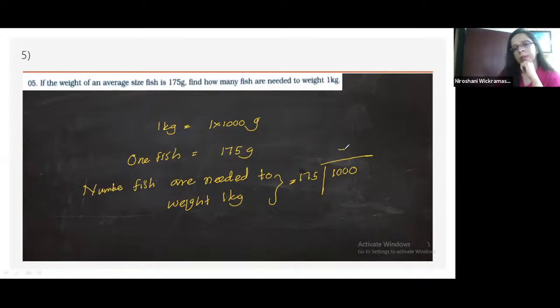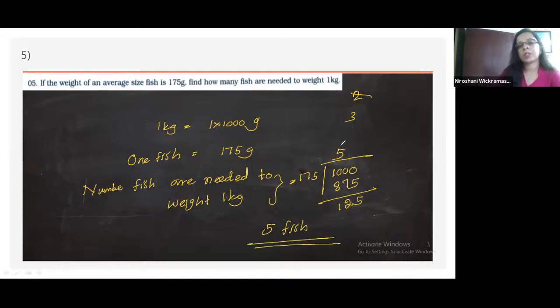Let's imagine nearly: 5 times 5 is 25, 2 remaining, 5 times 7, 35 and 2, 37, 3 remaining, 5 times 1, 5 and 3, 8, 875 remaining, 1 remaining. 10 subtract 5, 5, 9 subtract 7, 2, 125 grams. So nearly we need 5 fish. Need 5 fish. Remaining is this amount, 125 grams.